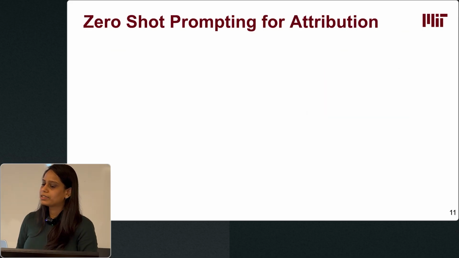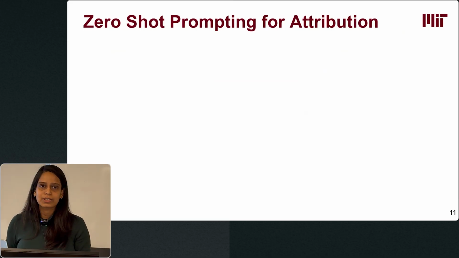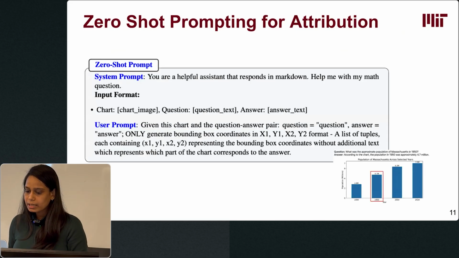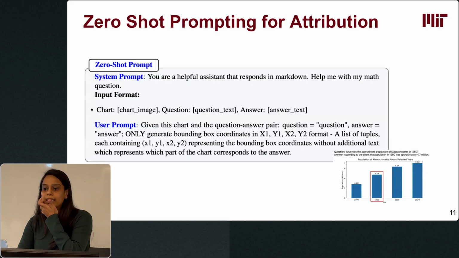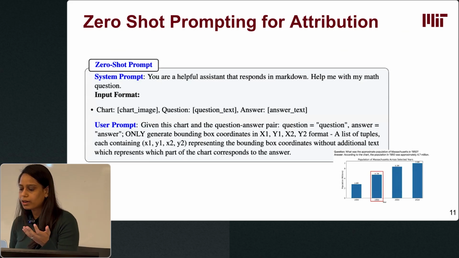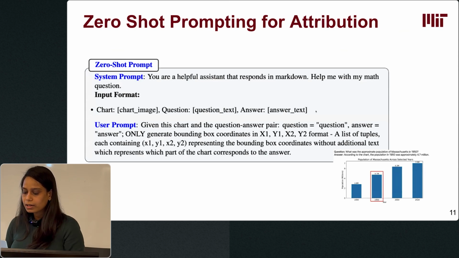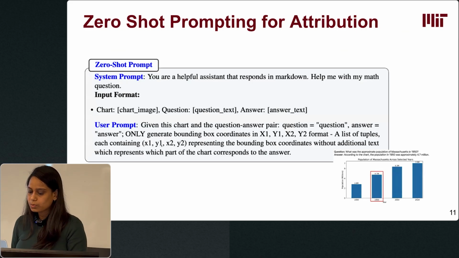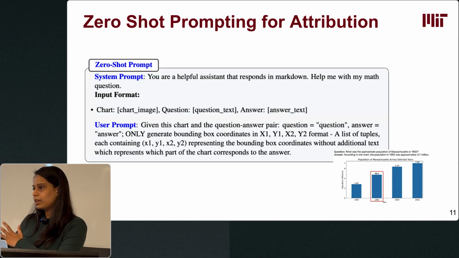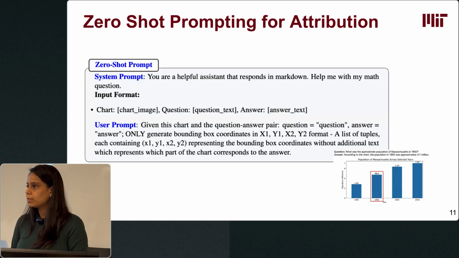We went ahead and tried zero-shot prompting for attribution as a first step to see how the models were performing. Zero-shot prompting means you give it a prompt, like "you're a helpful assistant, help me with my math question." The chart image, and the question and answer text go in, and we ask it to output a list of tuples, each containing coordinates x1, y1, x2, y2, representing the bounding box that tells us how we are attributing charts based on vision question answering.